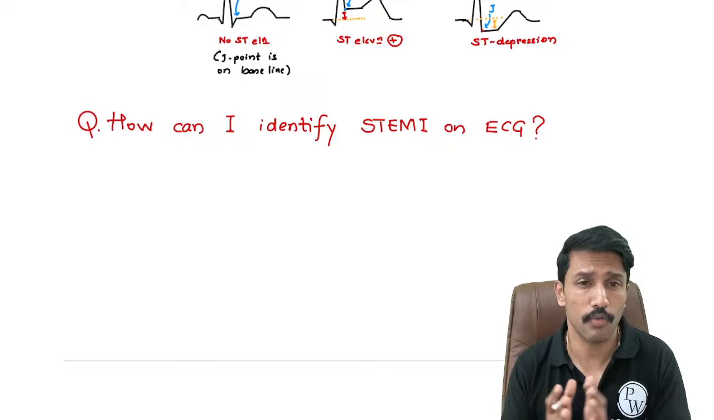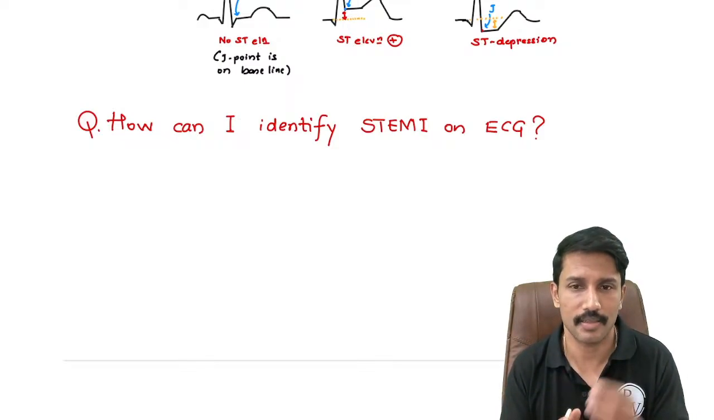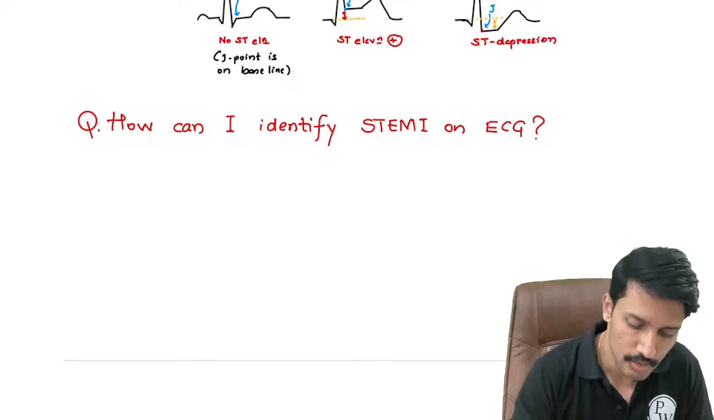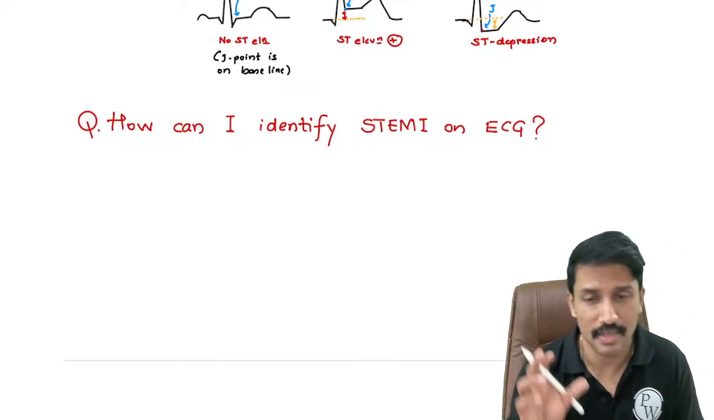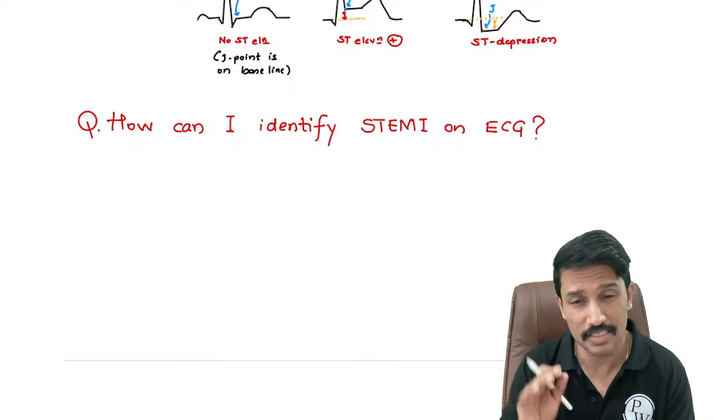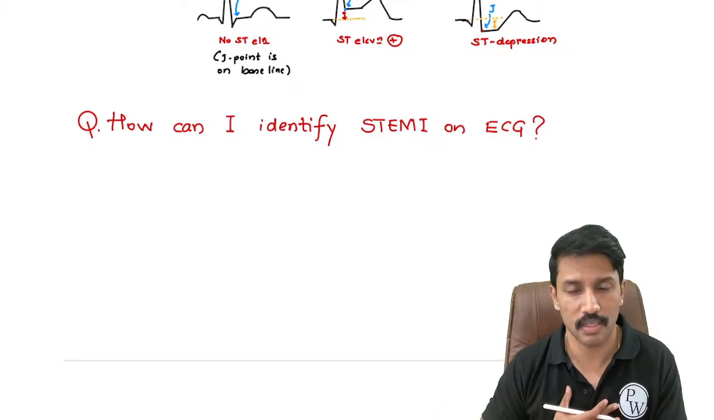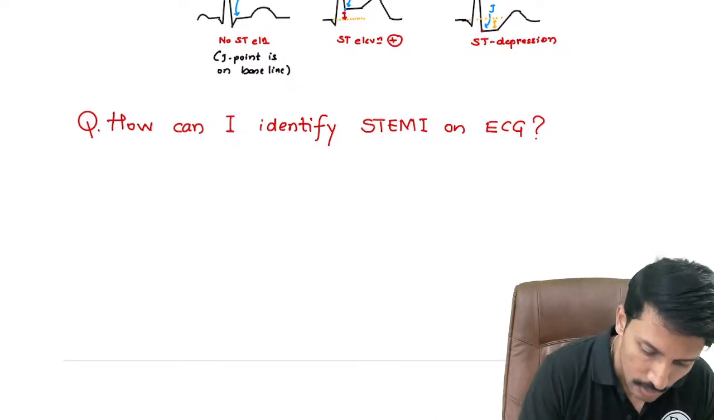So there are n number of causes. How do I identify that this ST elevation is indeed because of STEMI? For that, the American Heart Association has given some criteria. If these criteria are met, that ECG is highly suggestive of STEMI, especially in the context of someone presenting with chest pain.